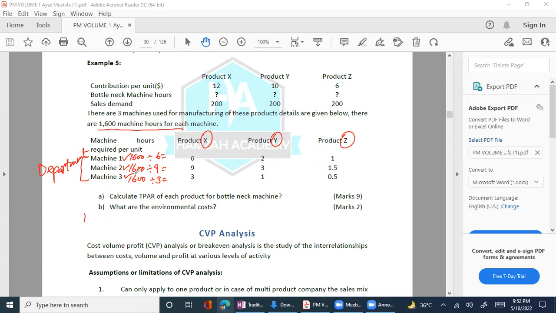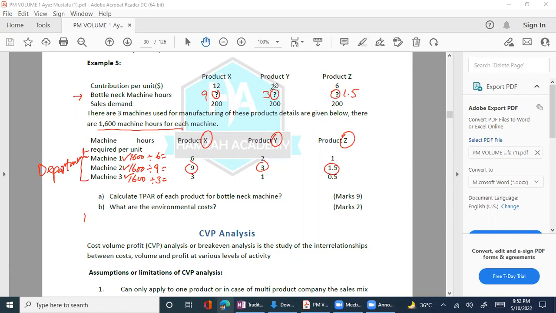Okay. Machine 2 is a bottleneck resource. So here it was the question marks, and what it was? Bottleneck machine hours. When you have identified which machine is the bottleneck, then for X we will use 9, for Y we will use 3, and for Z we will use 1.5. That's why there was a question mark that the student will fill. Once you have identified your bottleneck, then you can fill these places.